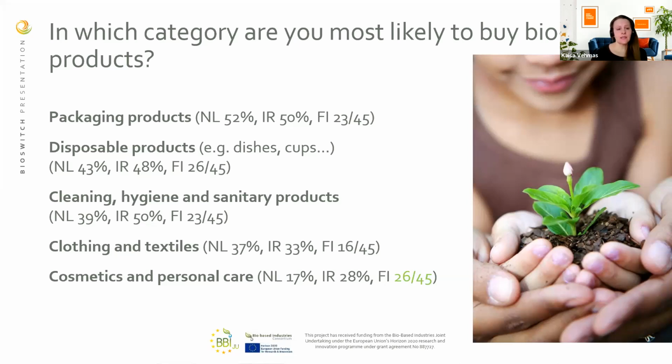In addition to that, consumers are interested in bio-based disposable products, cleaning, hygiene, and sanitary products. Also, about a third of these respondents were looking for bio-based clothing and textiles. And among Finnish consumers, there was also interest towards bio-based cosmetics and personal care products. Next slide, please.